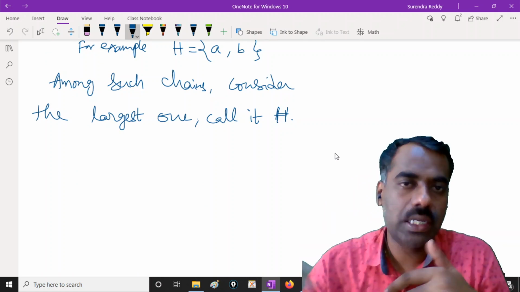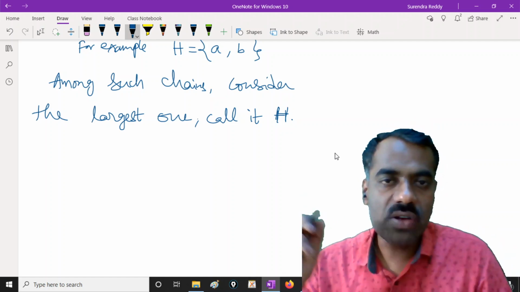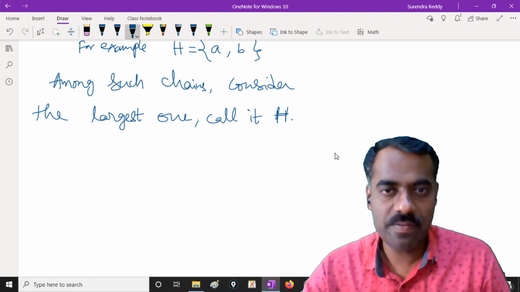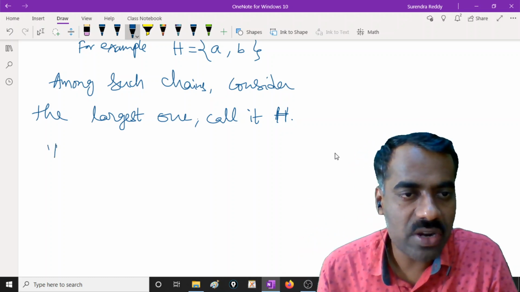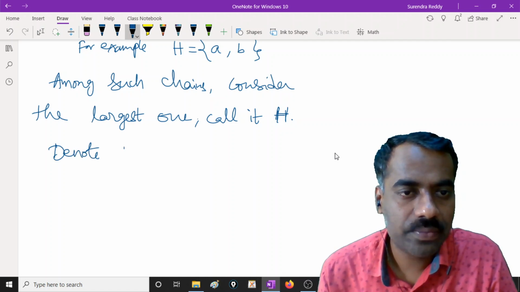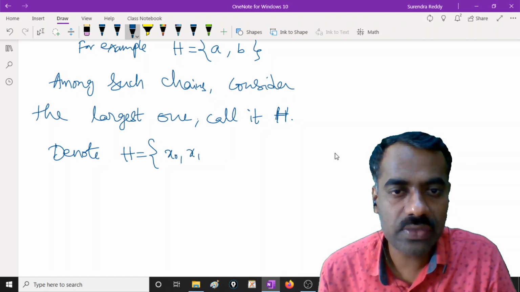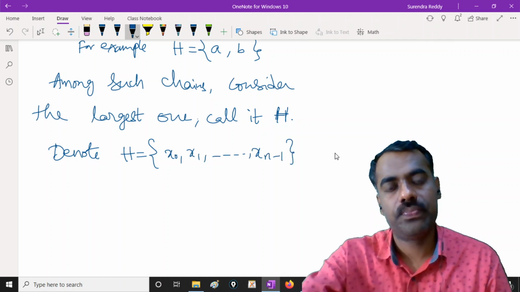There may be two chains also. We are calling it whichever is largest, that we are taking. And the important thing is the starting point is A and the end point is B. In between you have some elements, right? So denote H by elements, suppose x naught, x1 up to xn minus 1.